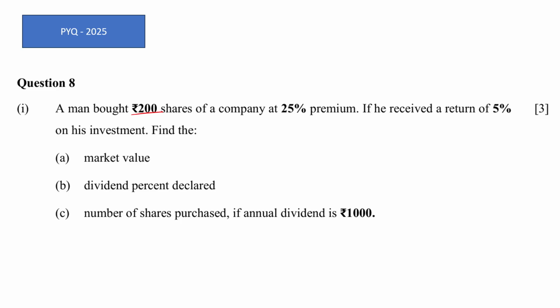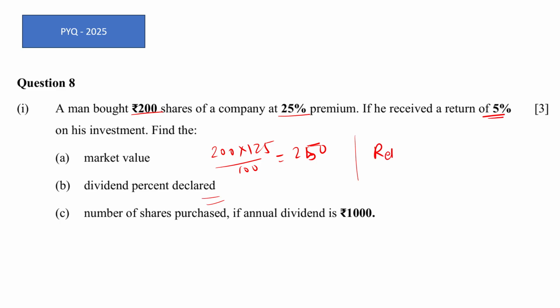A man bought rupees 200 shares at premium 25%. That means a 100 rupees share you are getting at 25% premium. So what will be the value of 200? 200 into 125 divided by 100, you will get the market price as rupees 250. Now what is the dividend percentage received? The return percentage is given as 5% on investment.